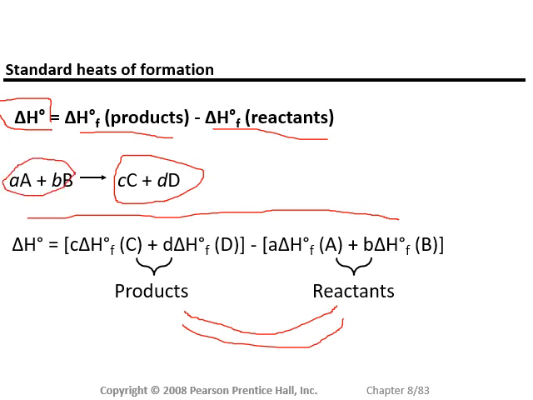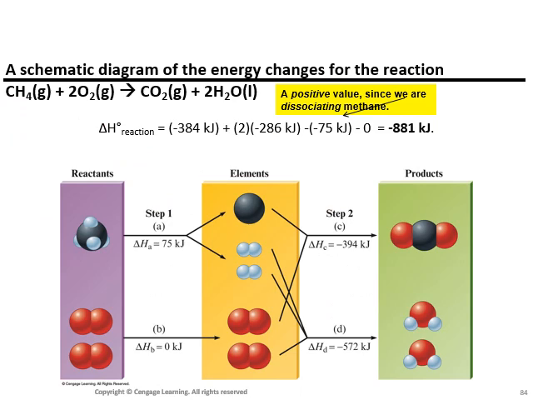There's one exception to that rule when we talk about bond dissociation energies. You do reactants minus products because there, instead of forming bonds, you're breaking bonds, so you go in the reverse direction. And I'll mention that again when we get to it. Next slide. Here's just a picture of this, which I'm going to let you look at if you want to, but I'm going to go to the next slide.